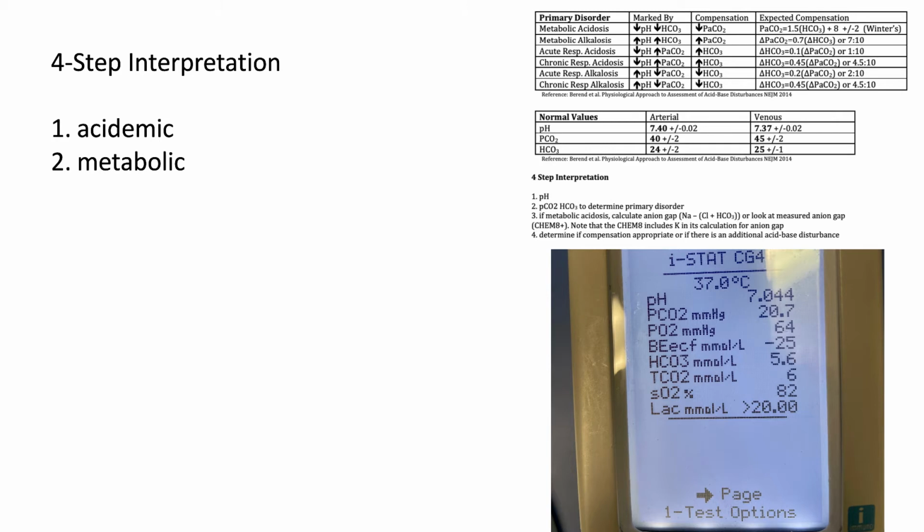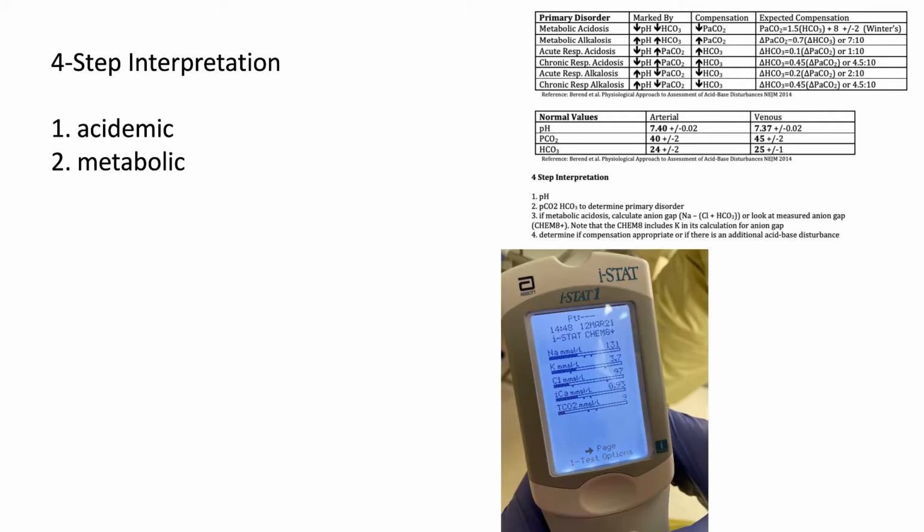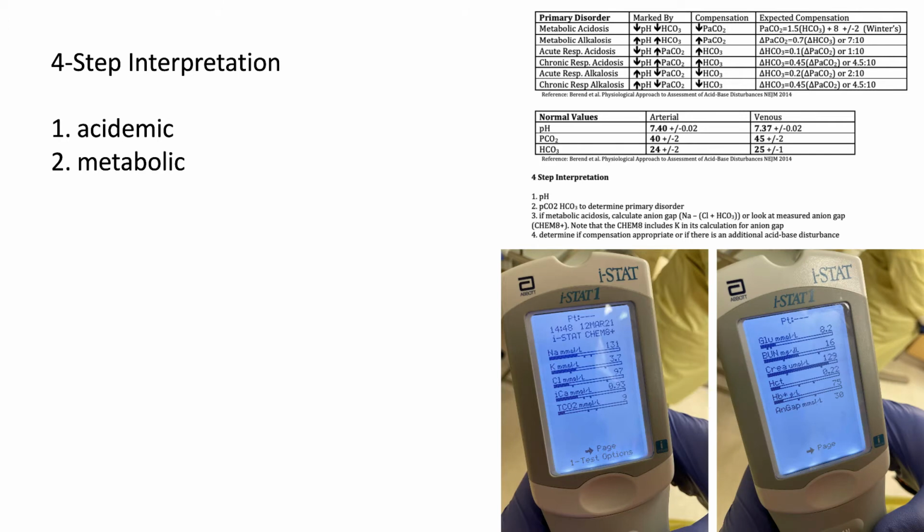You can see that step 3 says if metabolic acidosis, calculate an anion gap, or look at the measured anion gap if you have a Chem 8 available to you. So let's look at the Chem 8 in this patient. Here it is. The traditional way we calculate an anion gap is the sodium minus the chloride and the bicarb summed together. If we look at the chloride, 97, and we look at the bicarb, you'll notice the Chem 8 does not display a bicarb. We're going to talk about that in a second.